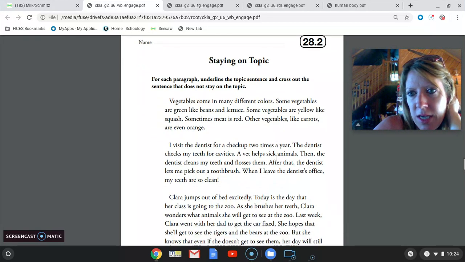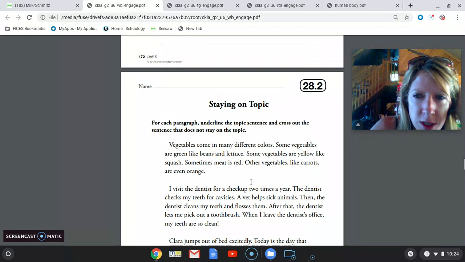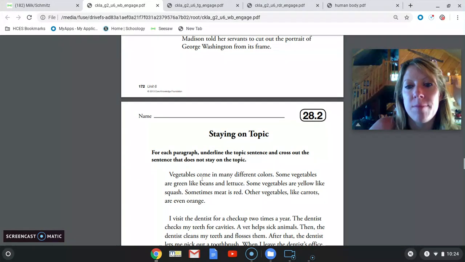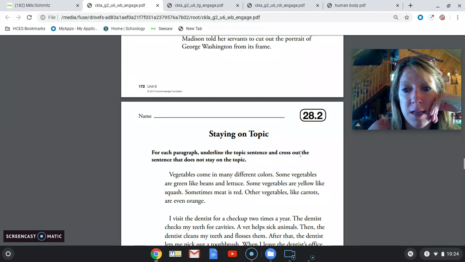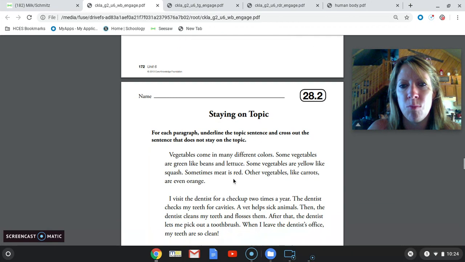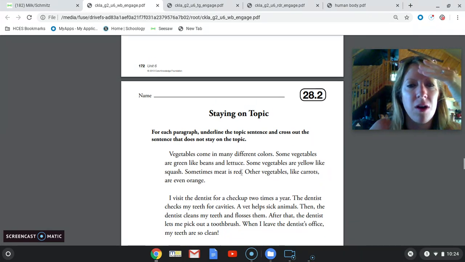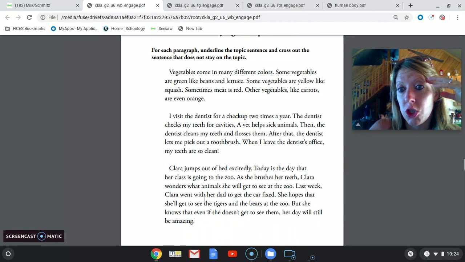Worksheet 28.2. What you're going to do, this is the one that you're going to submit. It's kind of working with what we just did, except it has paragraphs here for you. It says, for each paragraph, underline the topic sentence and cross out the sentence that does not stay on topic. So there's like a mystery sentence somewhere in each paragraph that just doesn't belong. We'll do the first one together, and then you'll do the next 2 on your own and submit it, okay?